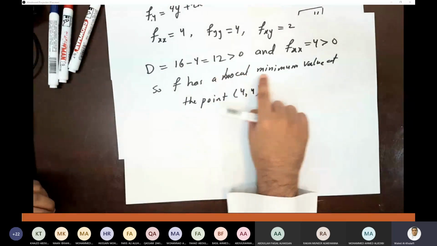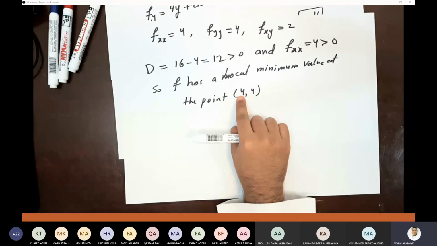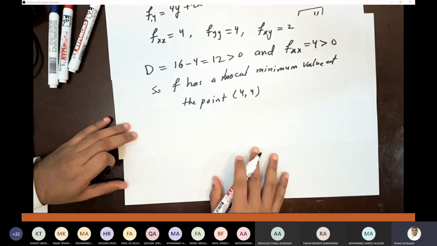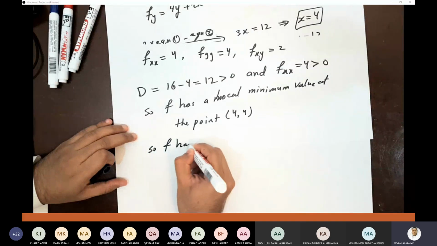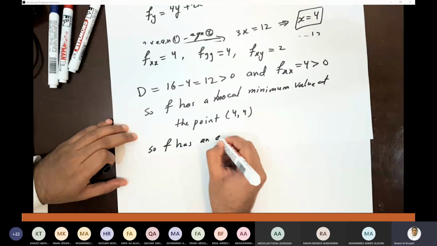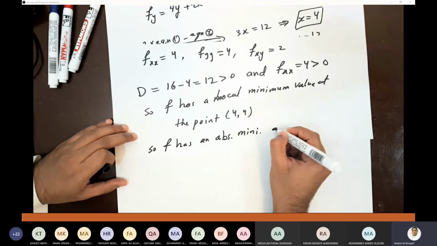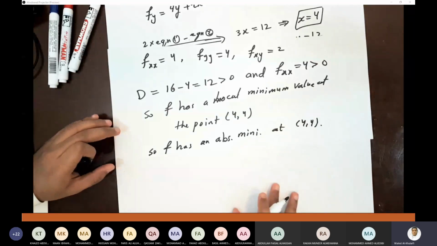So we said f has a local minimum here, but it turns out this is the only minimum that the function has. So we can upgrade it and say that it is an absolute minimum. Okay, so f has an absolute minimum at 4, 4.